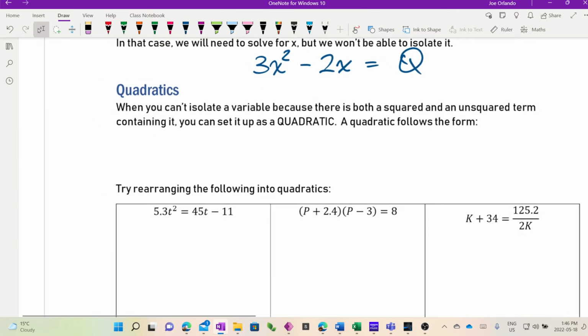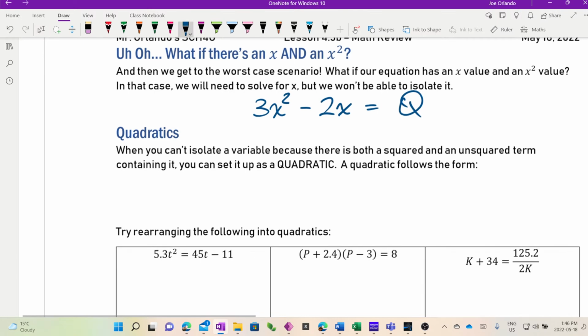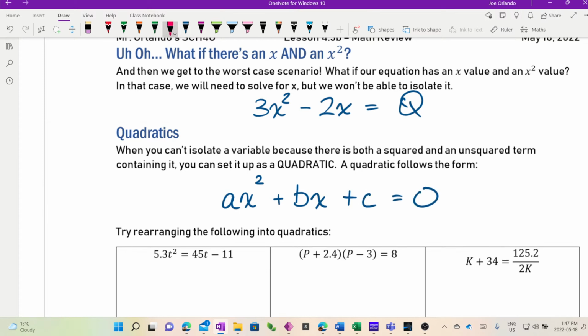This is called a parabolic relationship or a quadratic relationship. And a quadratic in a solvable form follows the form ax squared plus bx plus c equals 0. To solve a quadratic, you must set it equal to 0.